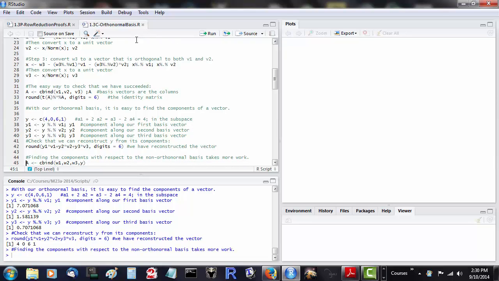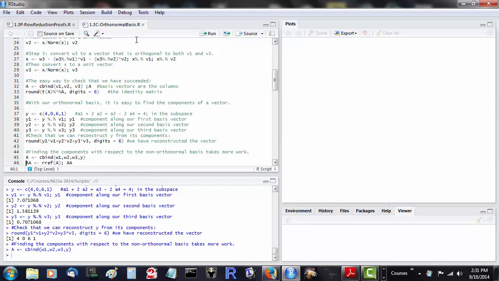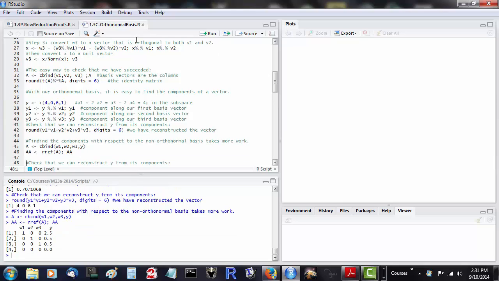If we had started with a non-orthonormal basis vector, we'd have to do a lot more work. With a non-orthonormal basis, you actually have to carry out the process of row reduction. On a computer, that's perfectly easy. So I can make W1, W2, W3, and Y into a vector, ask, how do I express Y as a linear combination of those three vectors? Row reduction immediately gives us the answer.